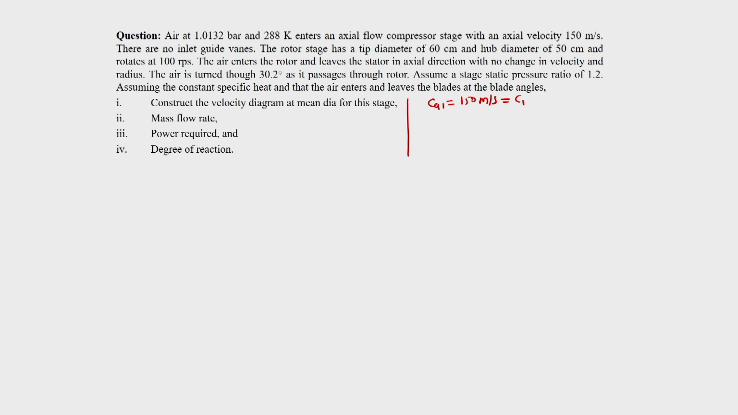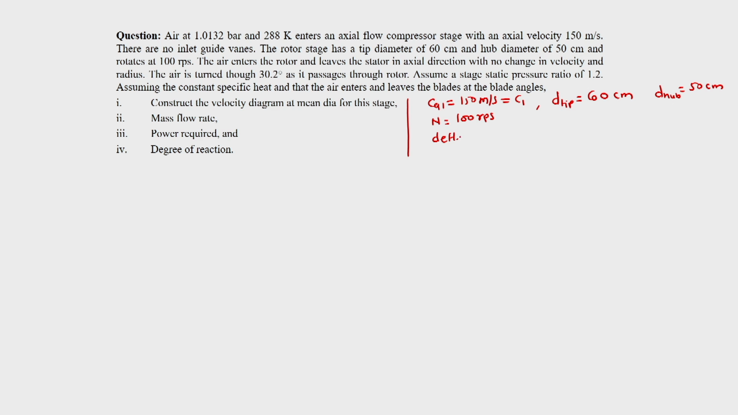The rotor stage has a tip diameter d tip equal to 60 centimeter, and hub diameter d hub equal to 50 centimeter. These things are given to us, and the rotational speed is given as 100 rps. Air enters the rotor and leaves the stator in axial direction with no change in velocity and radius. The air is turned through 30.2 degree as it passes through the rotor.